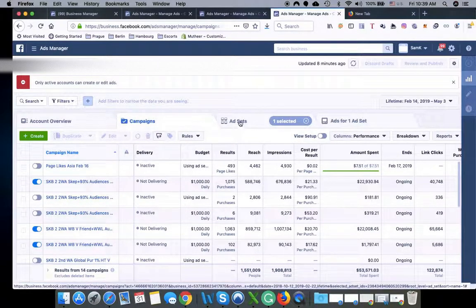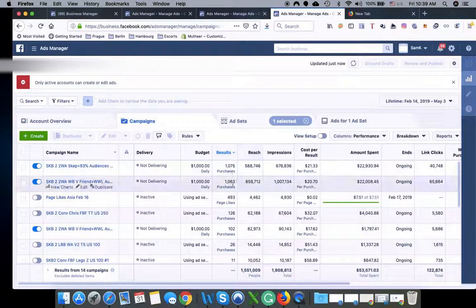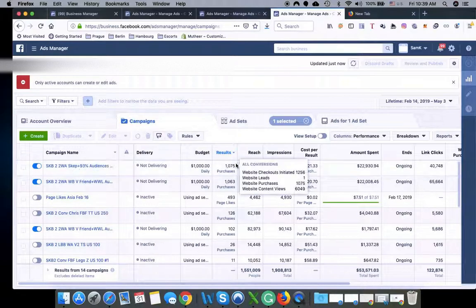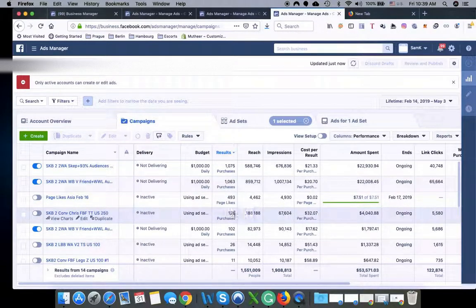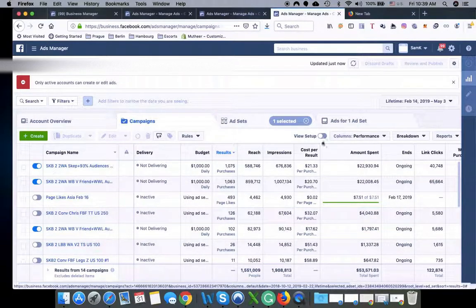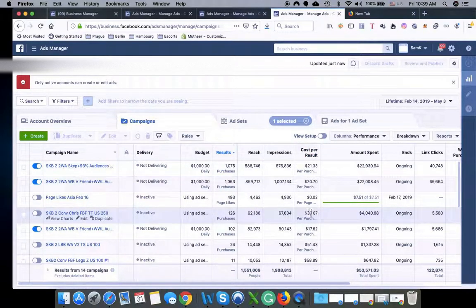What I do is I filter based on results, so the ones with the highest number of results. As you can see, this one here has a little over 1,000, so 1,075 purchases, 1,063. This one is page likes, which is irrelevant. 126, 102, 26, that's a little low. But anyway, this is also cost per result, and this can give you an average. 21, 20, 32, 17. This one's a bad one, 51.